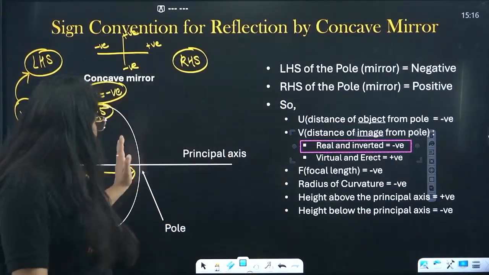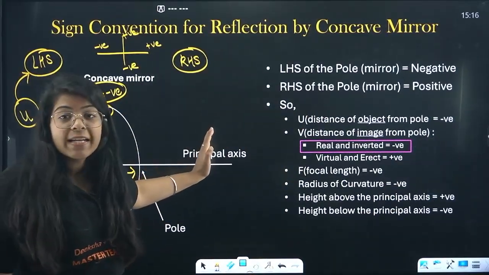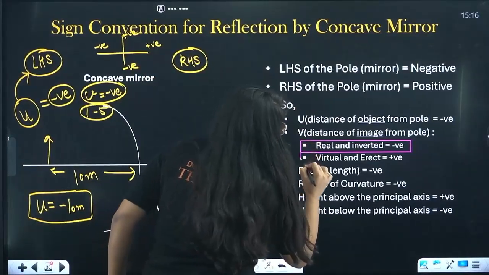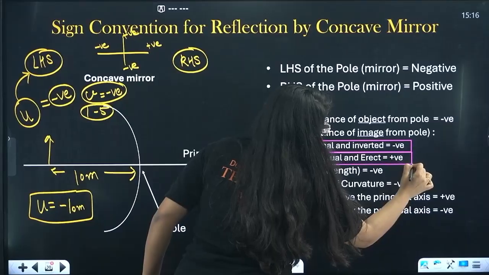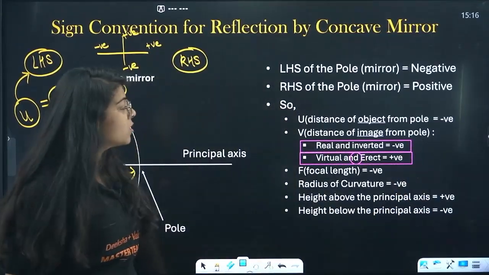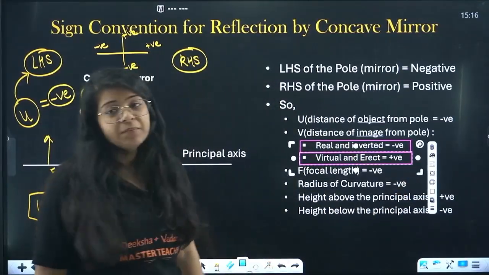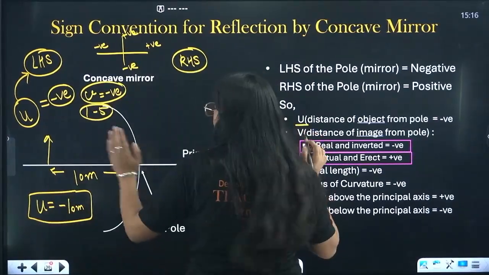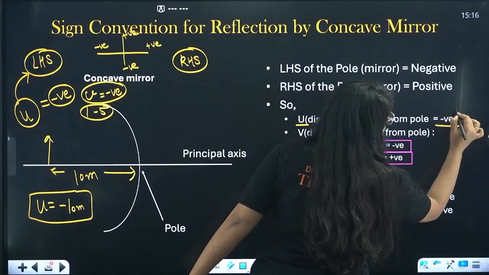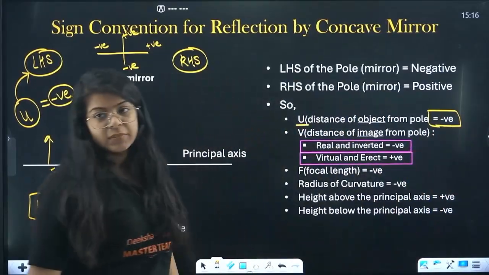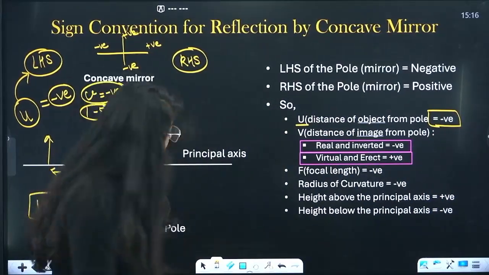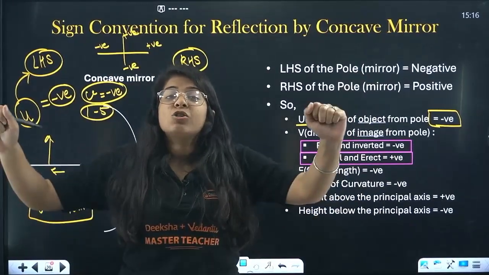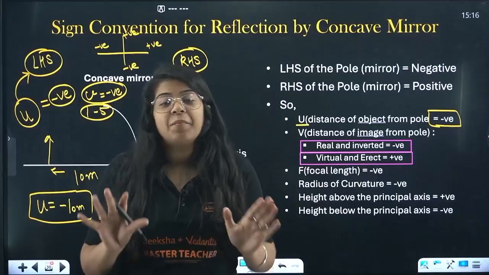Now on the 6th case, it was formed on this side, that is your right hand side. Right hand side is what? Positive. So it was virtual and direct. Remember? So for virtual and direct, the image distance was positive. Done? Understood? And your object distance is always on the left hand side, always negative. Done? Understood?